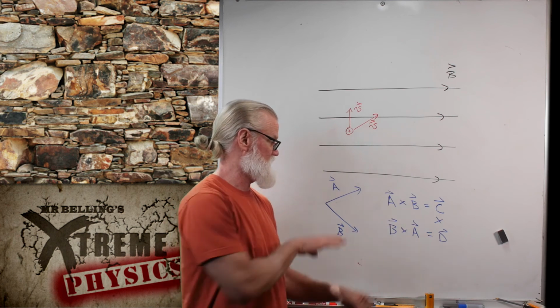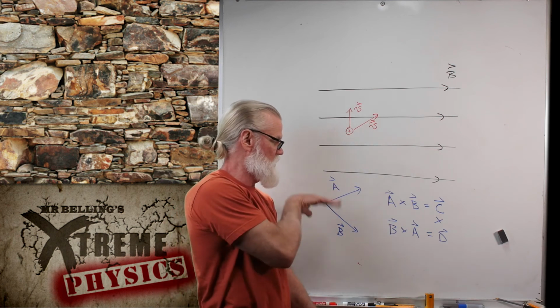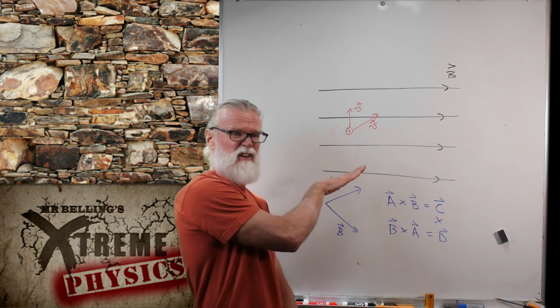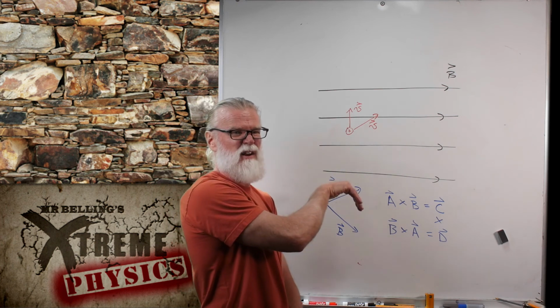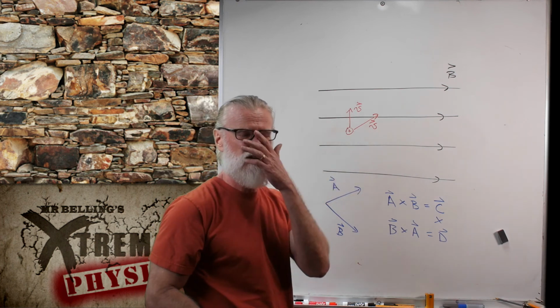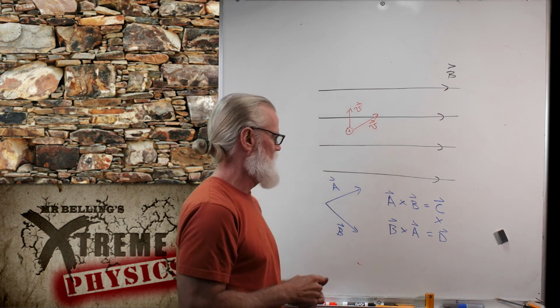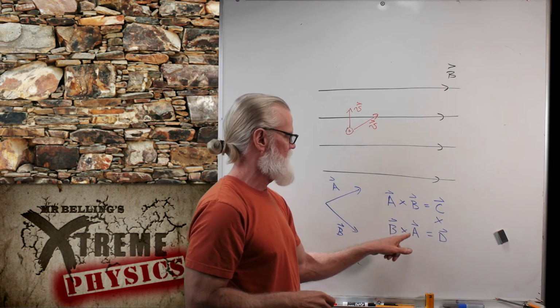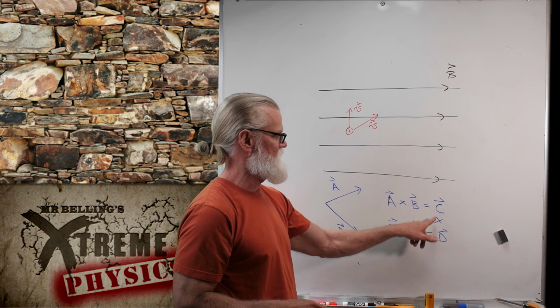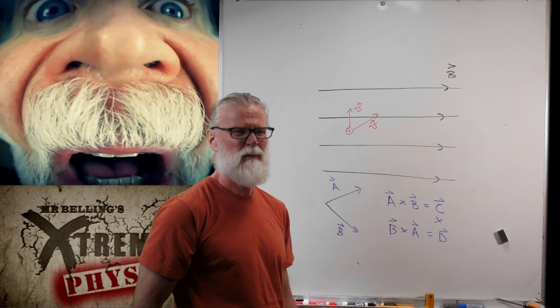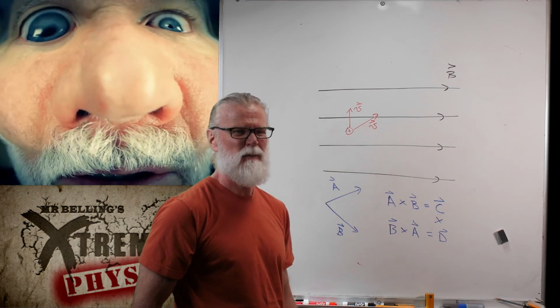If you understand this, A cross B, and boom, right? Hand goes in the direction of the first vector. Fingers bend in the direction of the second. Thumb points in the direction of the resultant. So, does A cross B equal B cross A? Does C equal D? Pause the video now.